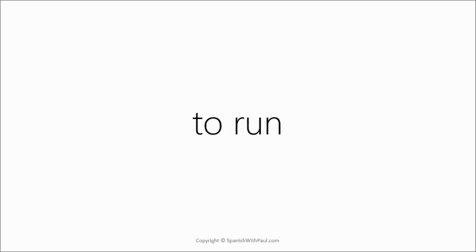Or another one would be, say, to run. You wouldn't say I runned, right? It would be I ran. Or with the verb to swim, you wouldn't say I swimmed, right? You would say I swam. So these are all irregulars occurring in English in the past.